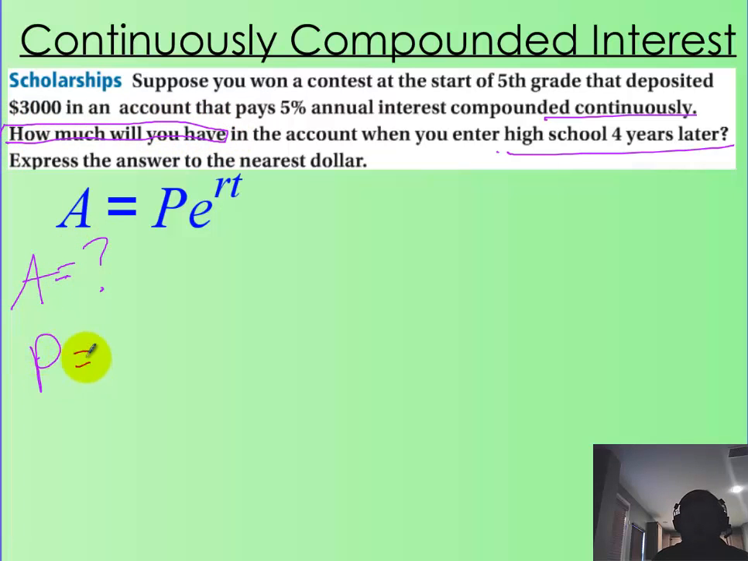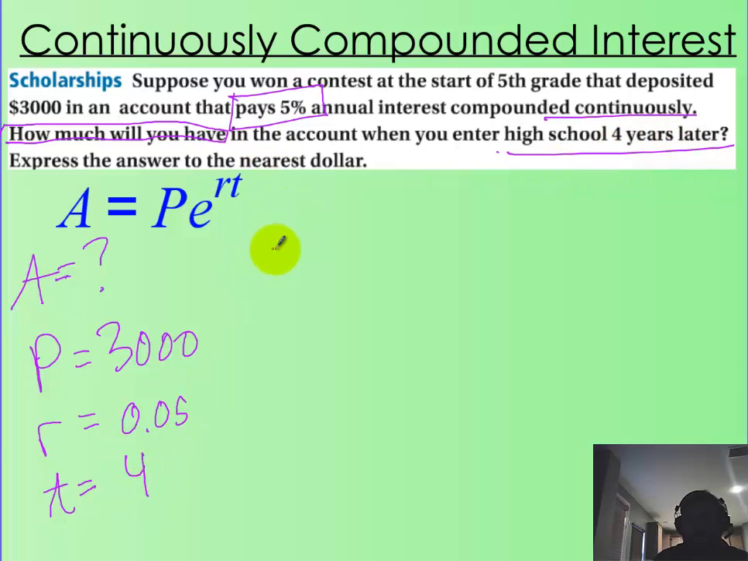Now what's our P going to be? Our principal is what you start with, and you start with $3,000. And you know what e is, 2.71. Your rate is 5%. It pays 5%, so you're gaining 5%, so it's positive 0.05 as a decimal. And your time, how long are you doing this for? You're doing this for 4 years, because you enter high school 4 years later. So let's plug all that in.